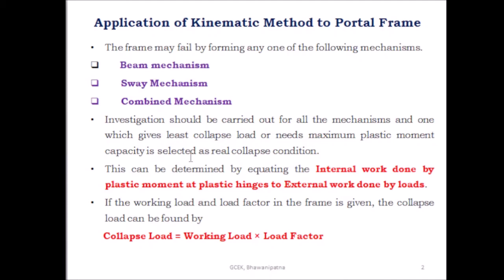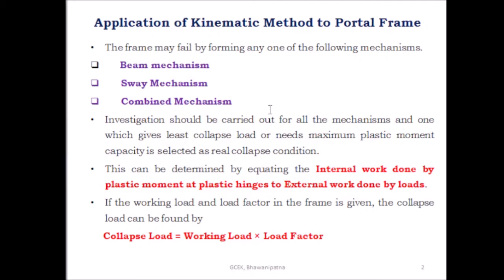Then what is sway mechanism? Due to lateral forces, a frame may sway considerably and form collapse mechanism. 2 hinges at the bottom and 2 hinges at the top of the column are necessary for this type of collapse. But if the supports are hinge support, so in this case hinge at bottom is taken as mechanical hinge, and in this case the work done is calculated by plastic moments acting only at the plastic hinge.